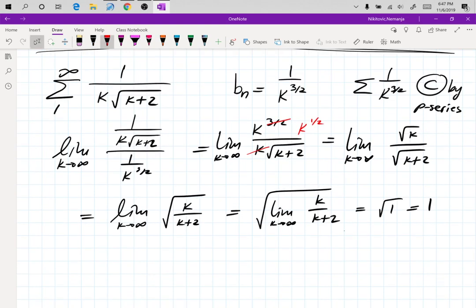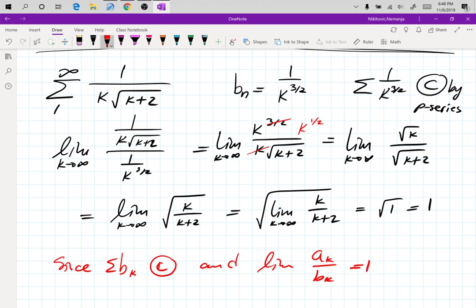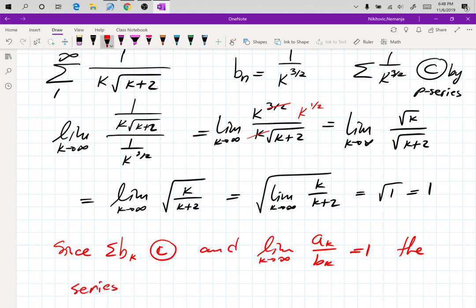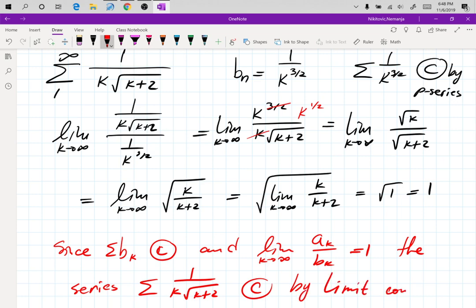And we can write the answer. Since summation of bk converges and limit ak over bk equals 1, k goes to infinity, the series summation 1 over k times square root of k plus 2 converges by limit comp test. Ta-da!